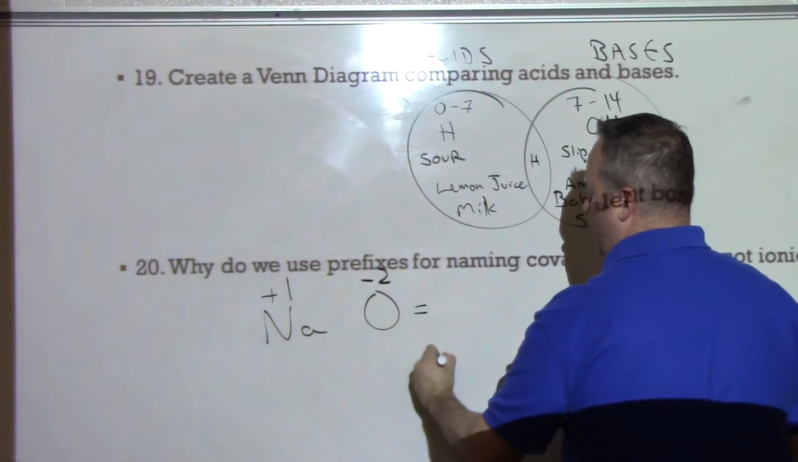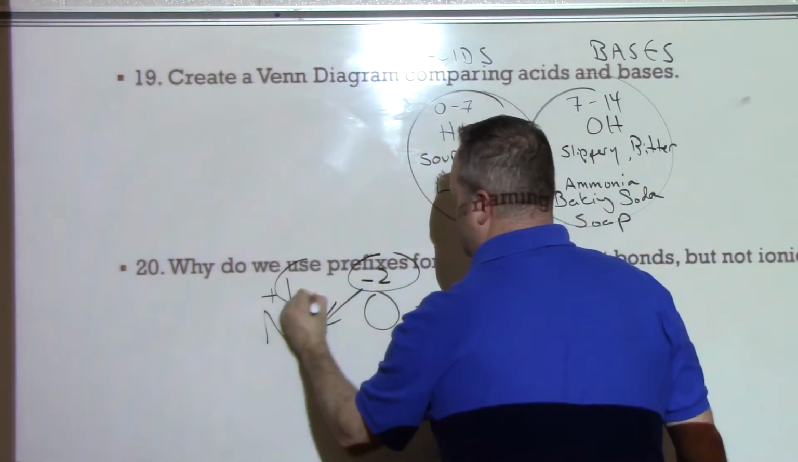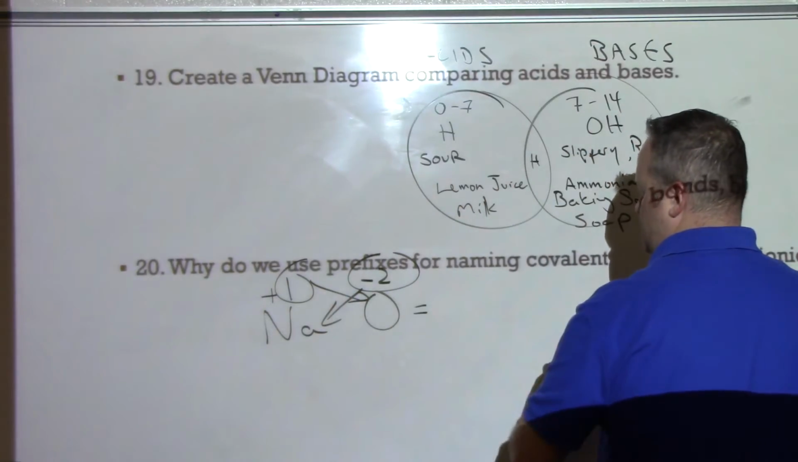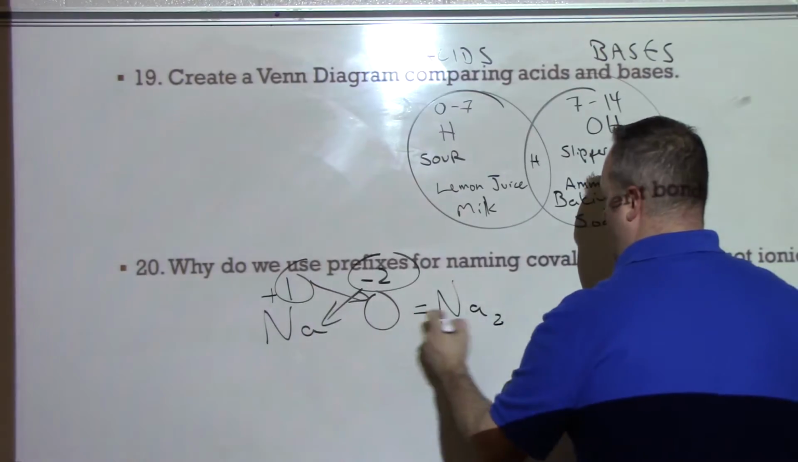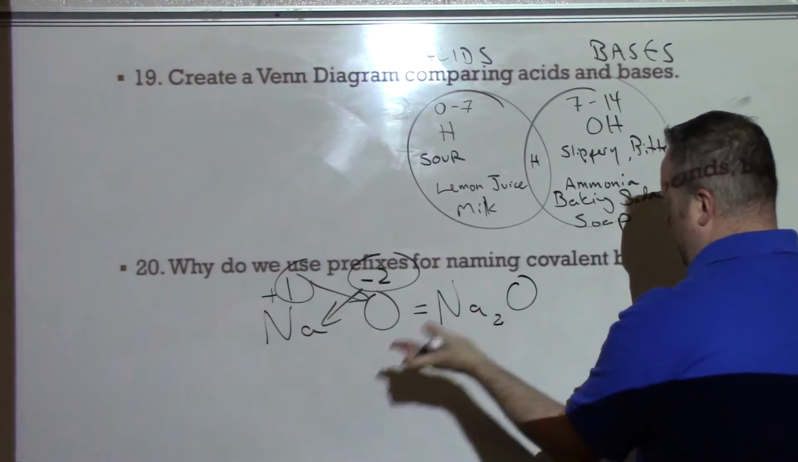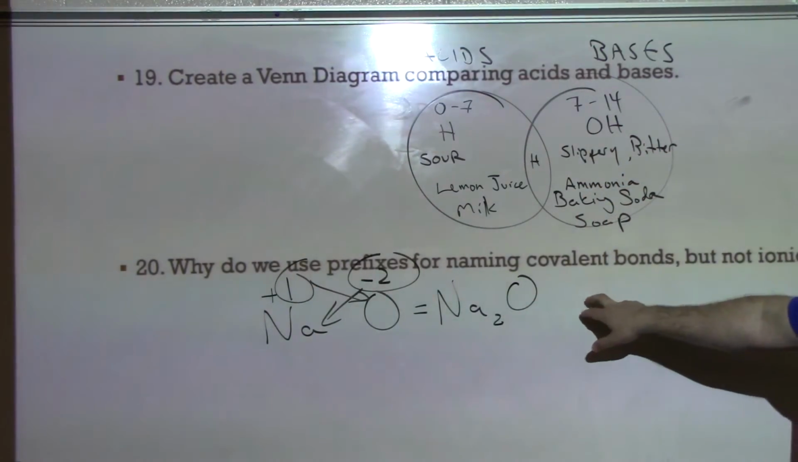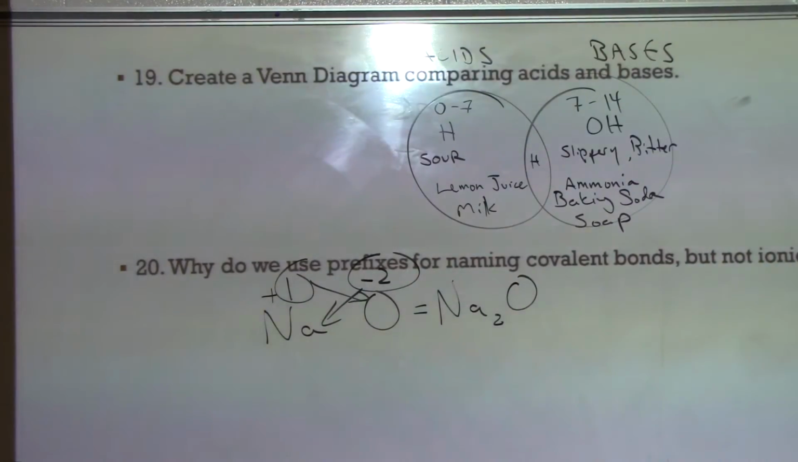To get the chemical formula, we crisscross those numbers, and that gives us the formula. So we have Na2O, and we don't have to write the 1, but there it is. So sodium oxide, that is the only way it can actually come together and bond. That is the only way.